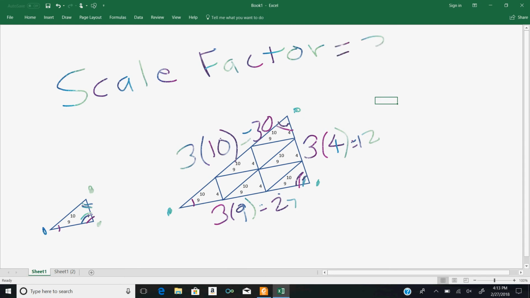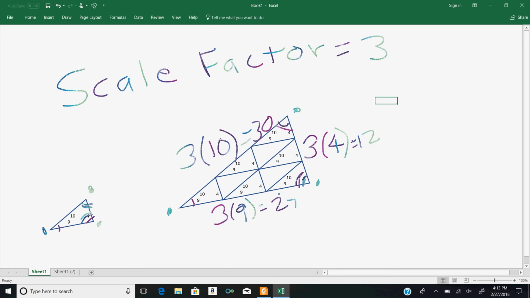Scale factor equals 3. That means the second triangle is 3 times as big as the first triangle, or each side is 3 times as long. So if I have a length in my first triangle, I multiply it by 3 to get the length in my second triangle.